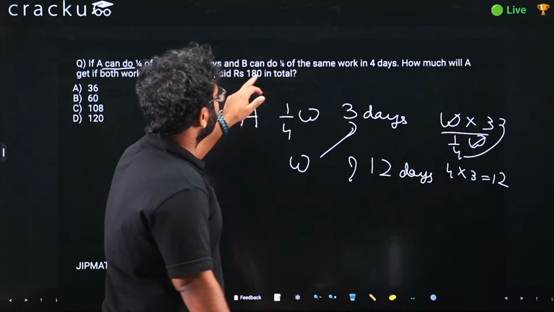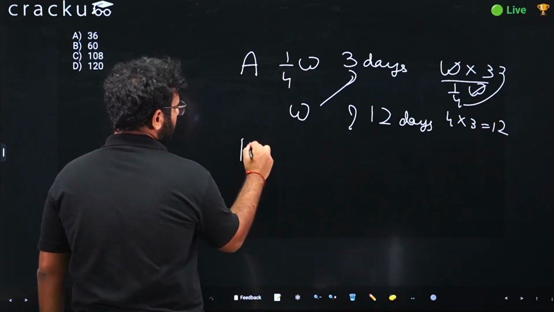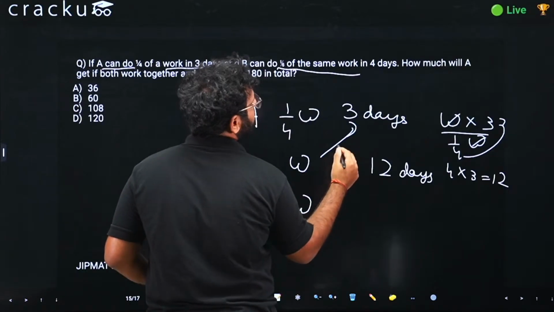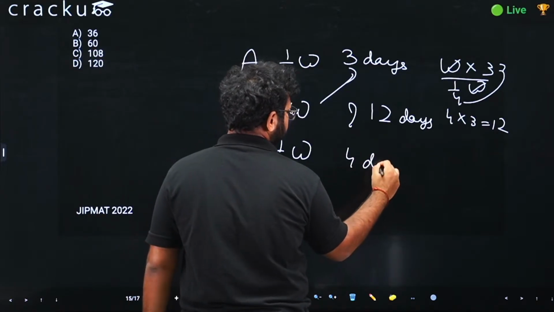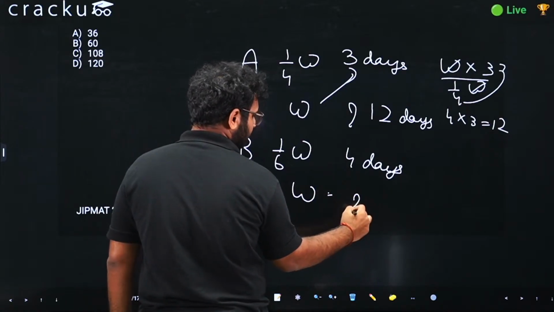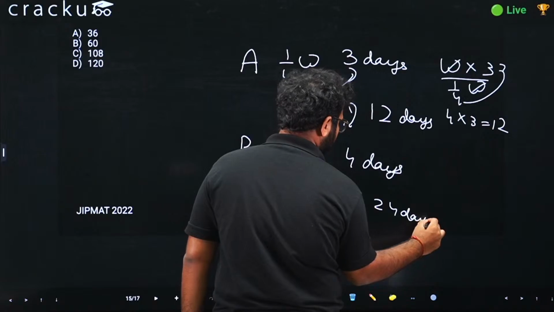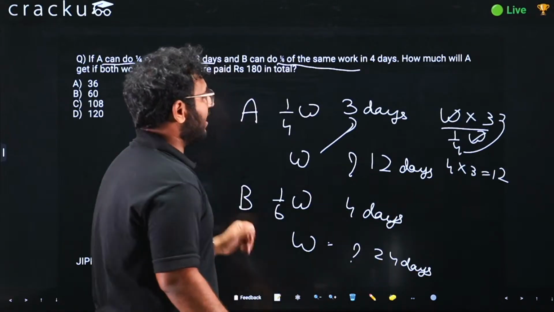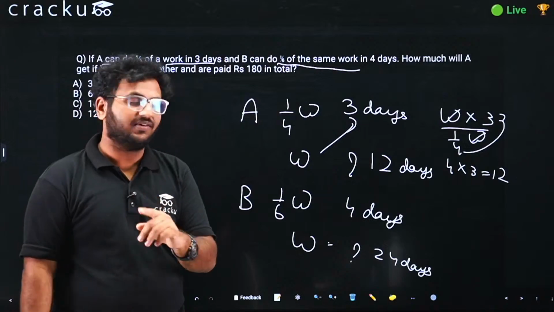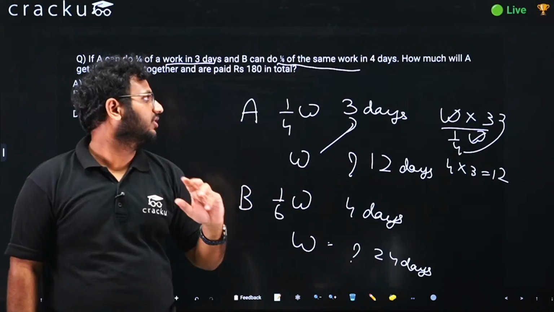And B can do 1/6 of the same work in 4 days. So B is doing how much? 1/6 of the work in 4 days. So the work would be what? Question mark. So 6 4s are 24 days. Now we found the number of days for A to complete a single work, and for B, 24 days to complete the same work. Okay.